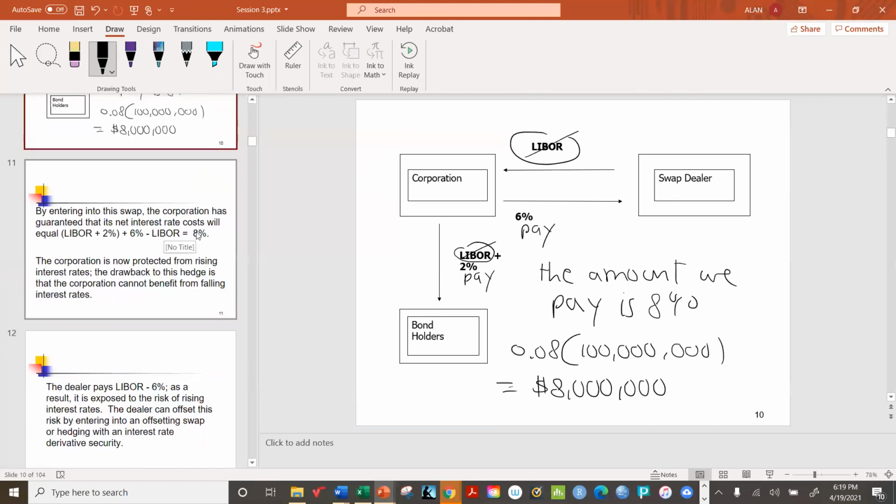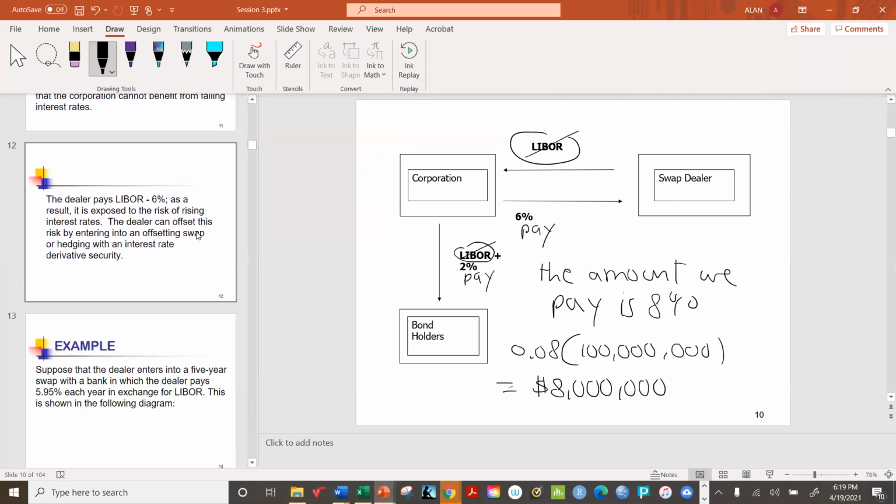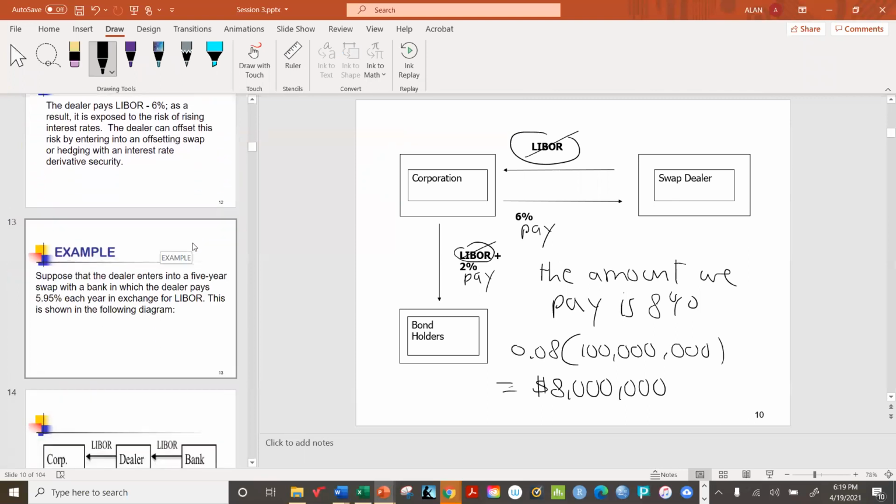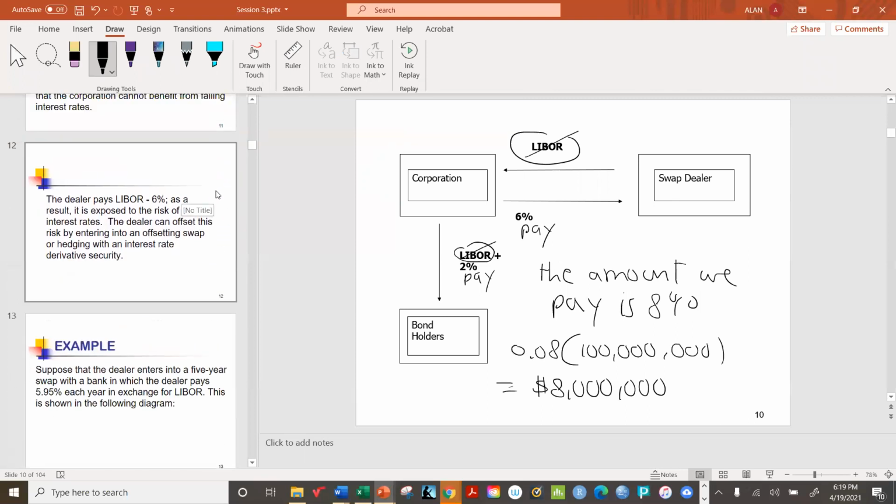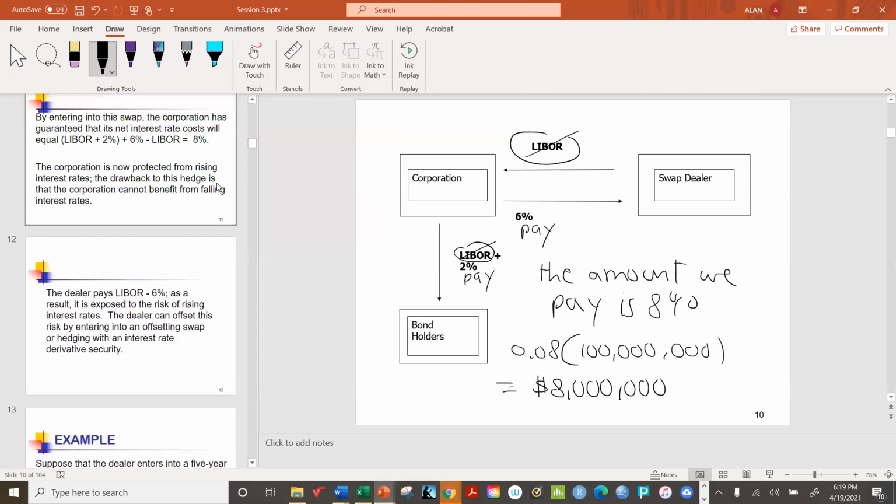All right, now, how about this one? What happens to the dealer now? The dealer has taken on our risk. If you notice, now the dealer is exposed to the risk that rates will go up because the dealer is paying us LIBOR. If that goes up, they'll end up owing us money. So the dealer doesn't want to be exposed to interest rate risk either. So what can they do about it?